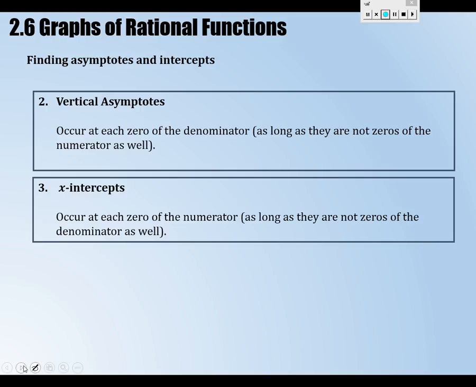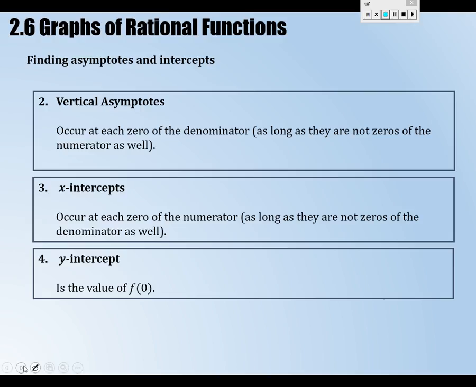Notice the caveat in parentheses, the parenthetical comment on both of these boxes, though. No one kind of mentioned that, but it is important that we don't just get carried away here. The parenthetical comment is actually important, and I think maybe some of you remember why. The y-intercept, I have nothing to say there at all.